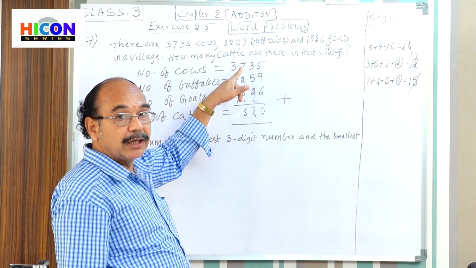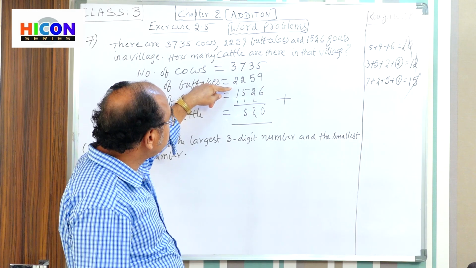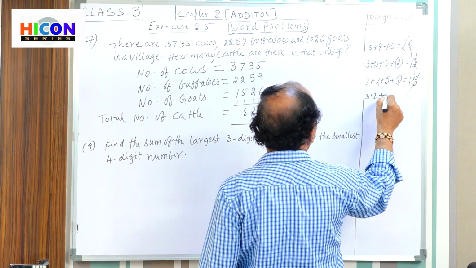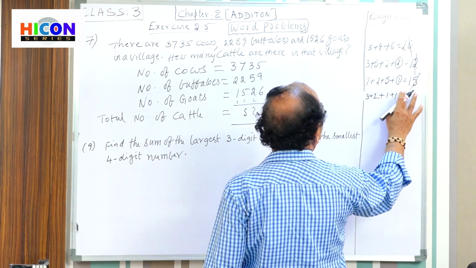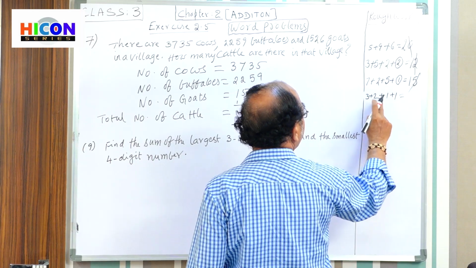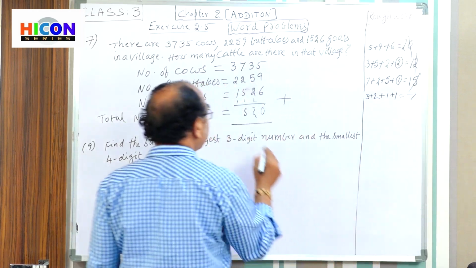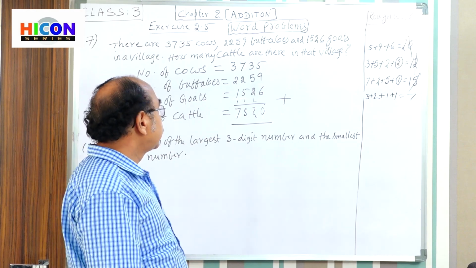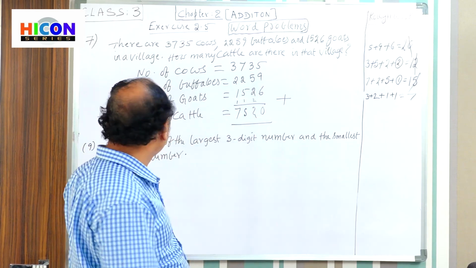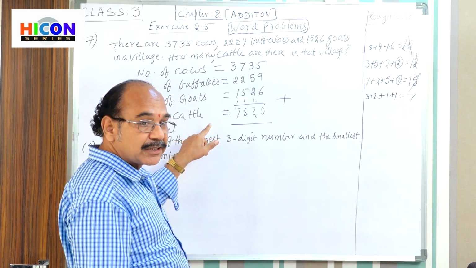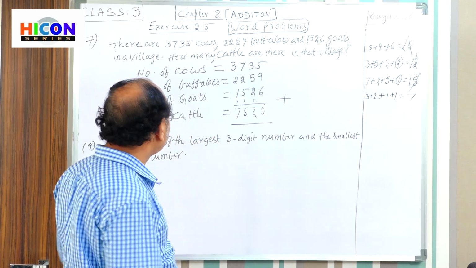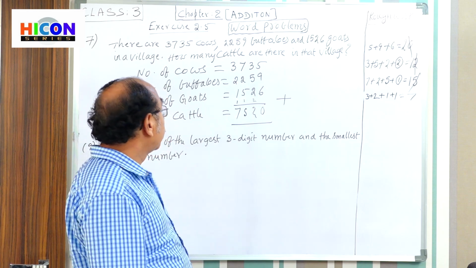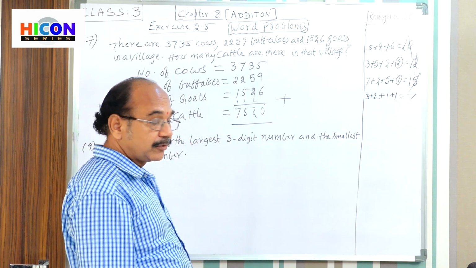Now add the digits in the thousands place. So 3 plus 2 plus 1 plus 1. That is equal to 3 plus 2, 5, 5 plus 1, 6, 6 plus 1, 7. That means 7,520. 7,520 cattle are there in that village. So total number of cattle in the village is equal to 7,520. Okay, this is the 7th question result.